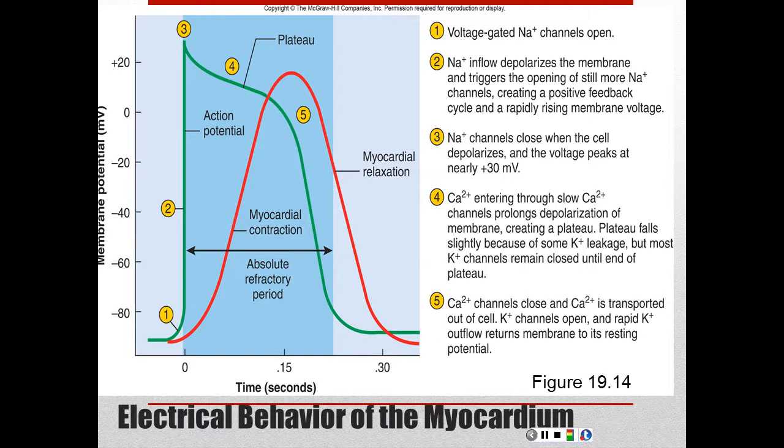Now the action potentials of the cardiocytes are significantly different from those of the neurons and skeletal muscle. Cardiocytes have a stable resting point of negative 60, negative 90.